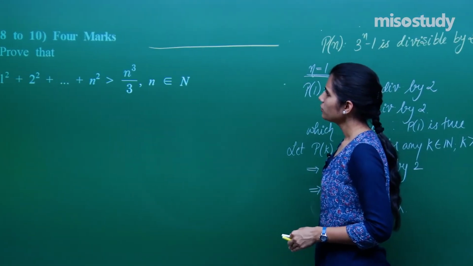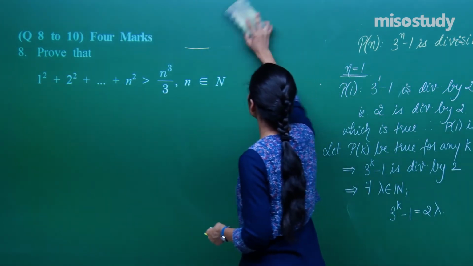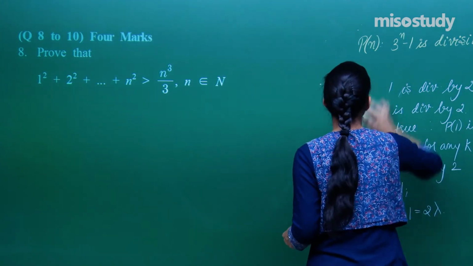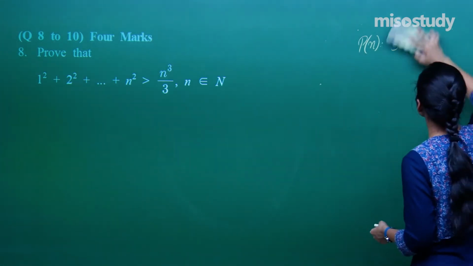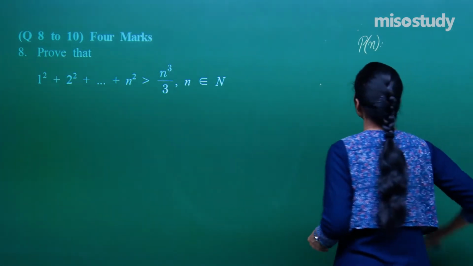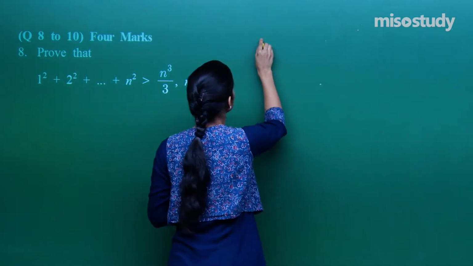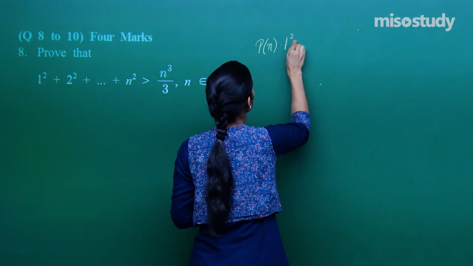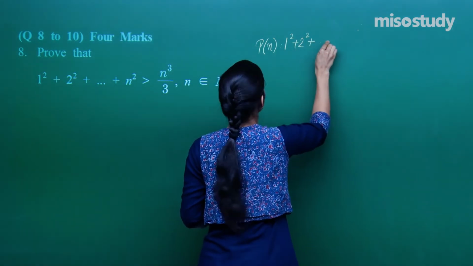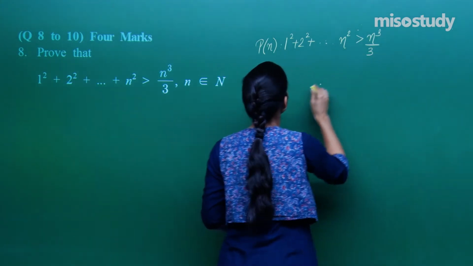Moving to the next question, we have to prove this particular claim. Again, exact same thing. Again and again, the same PMI principle is going to be used in order to establish these results. So this time my Pn is: 1 square plus 2 square plus and so on, n square is greater than n cube by 3.